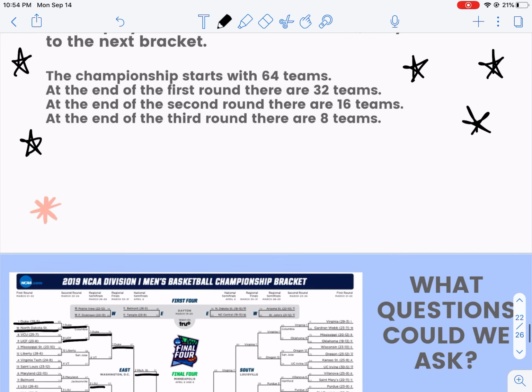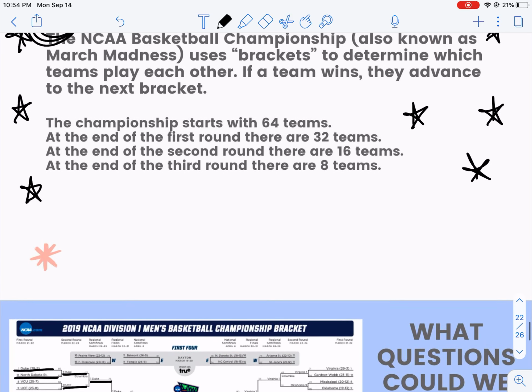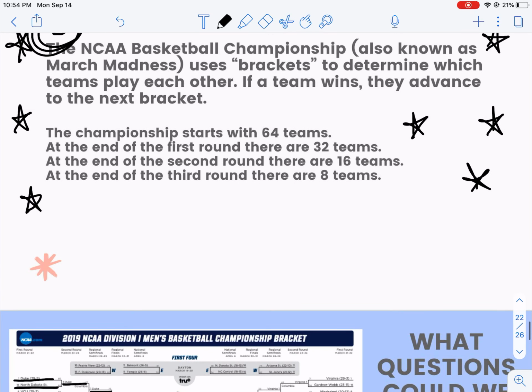And let's look at the math of it. The champion starts with 64 teams. At the end of the first round, there are 32 teams. At the end of the second round, there are 16 teams. At the end of the third round, there are 8 teams.